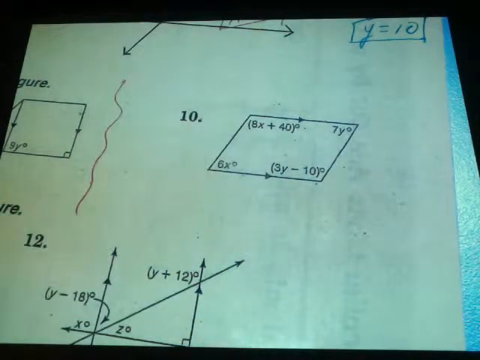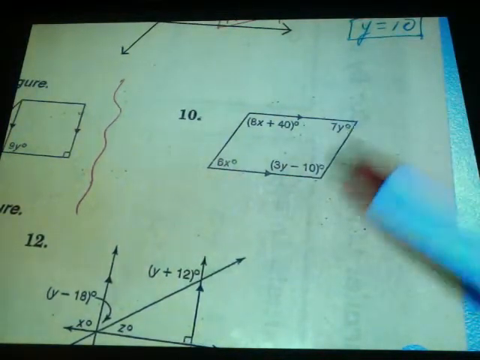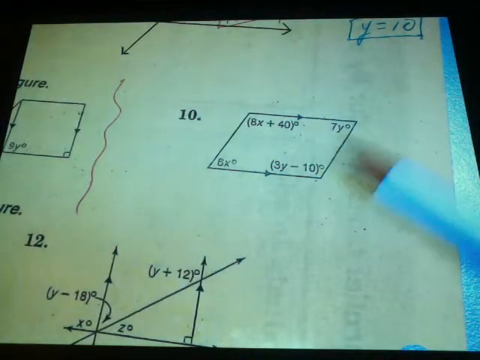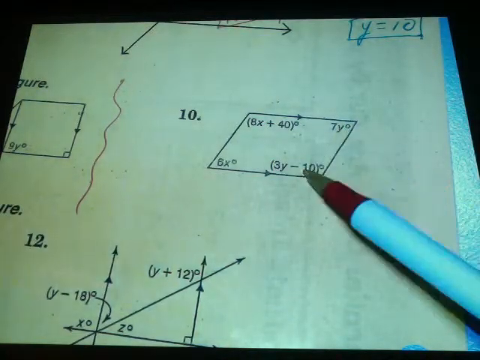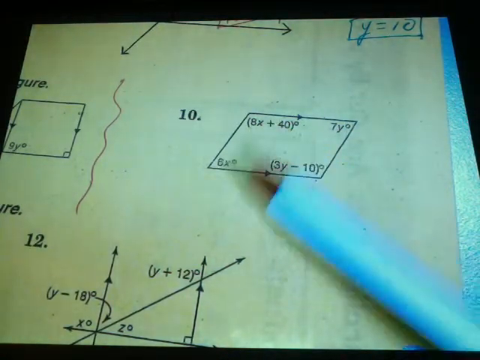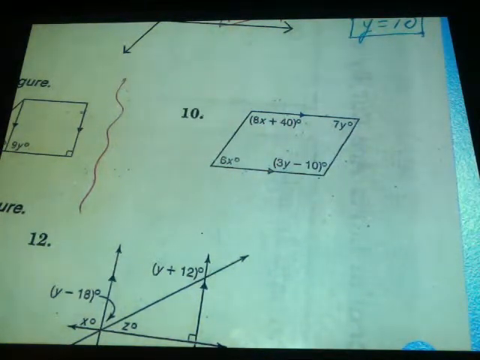Now we have a parallelogram. You're going to learn more about parallelograms later, but for right now, here's your parallel lines. What do you know about this relationship here? They're supplementary. Do they have the same variable? Yep. What about this relationship here? They're also supplementary. So we're going to add them together and set them equal to 180.